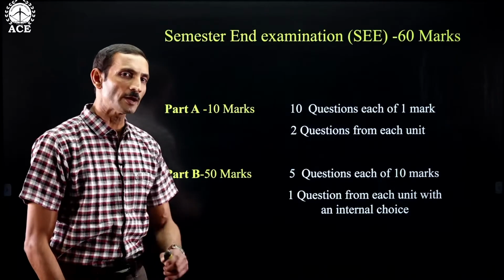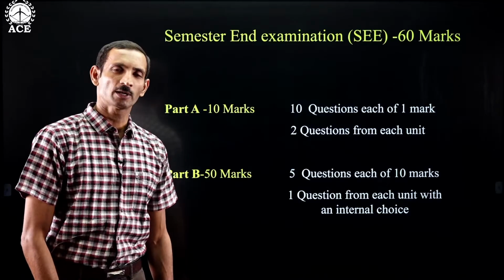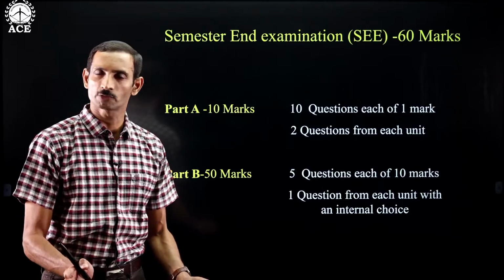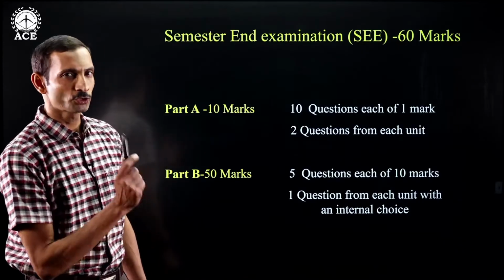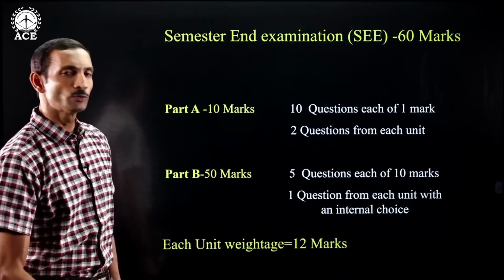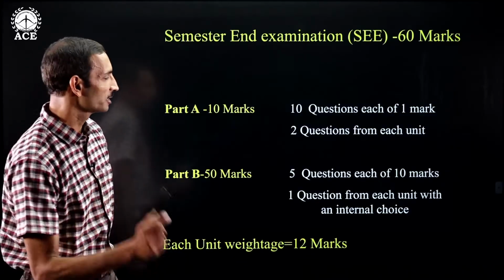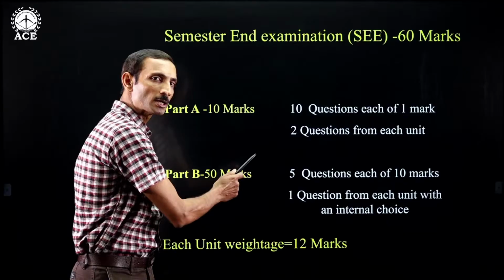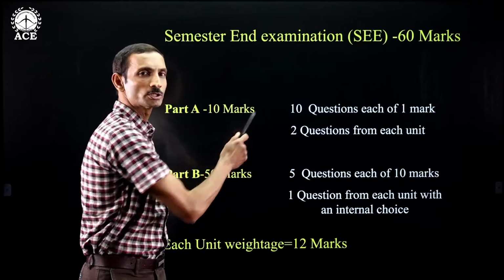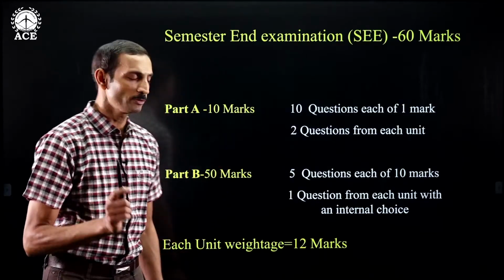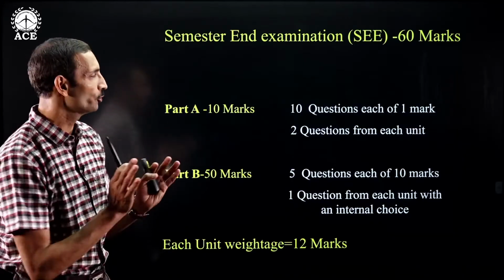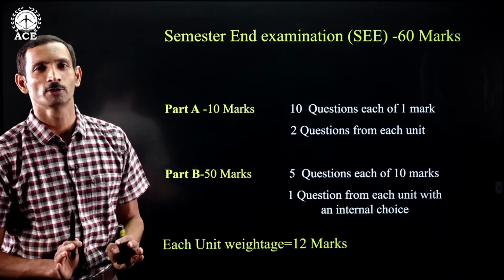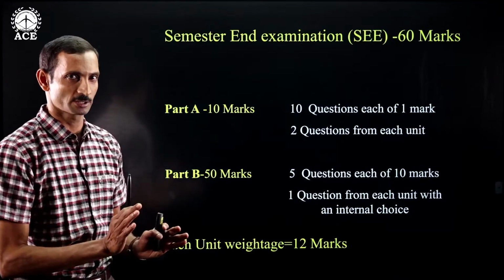Now the concept of time management. This examination would be for 3 hours, which is 180 minutes. Suppose you are writing a question from each unit, which would be for 12 marks, consisting of a 10-mark question from part B and 2 1-mark questions from part A. So that would be for 12 marks. That is how I am assessing the entire examination. You have 180 minutes to write for 60 marks.